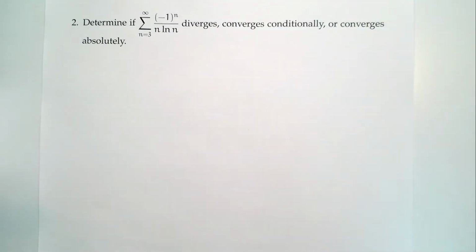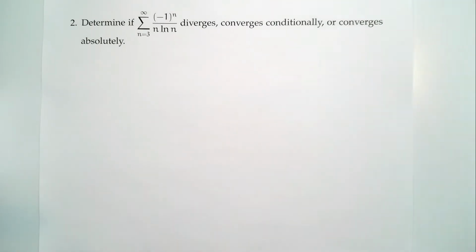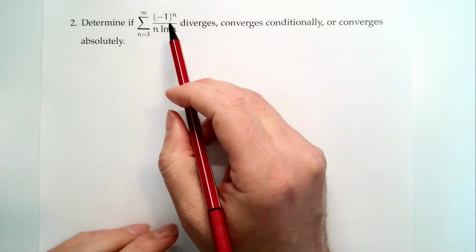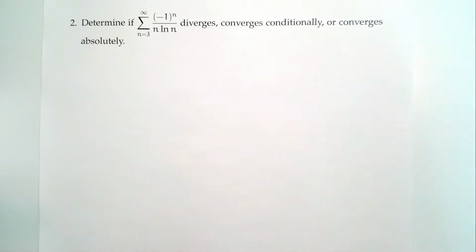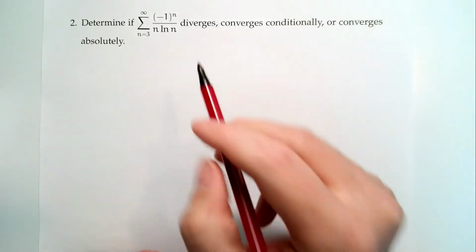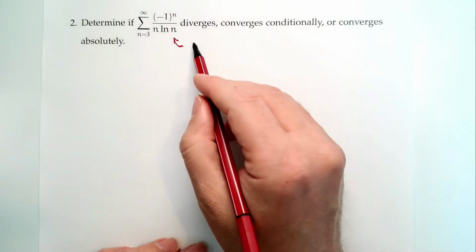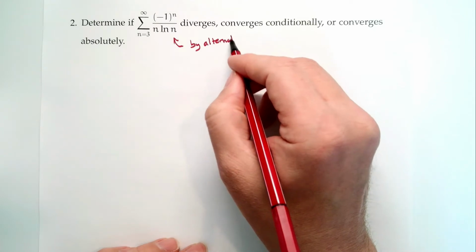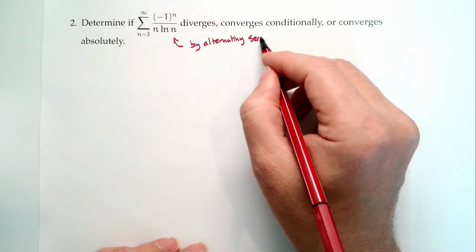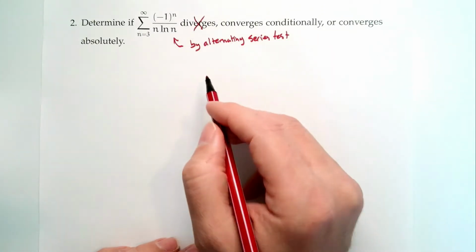Number 2. Determine if the sum of (-1)^n over n log n diverges, converges conditionally, or converges absolutely. Very similar problem. Here we already see it's an alternating sum, and it alternates, with n log n downstairs getting bigger and bigger, which means the whole thing goes to 0. So by the alternating series test, this will converge. Okay, so we're halfway there. In other words, we can toss out the divergence.